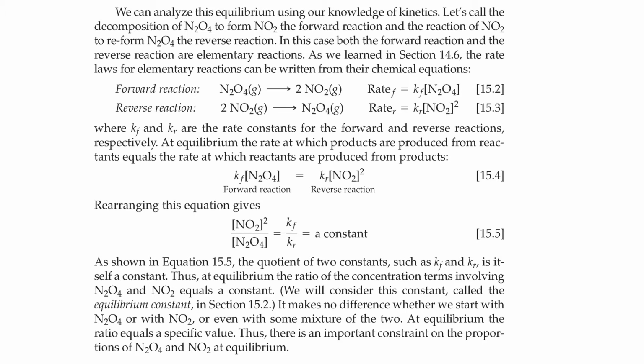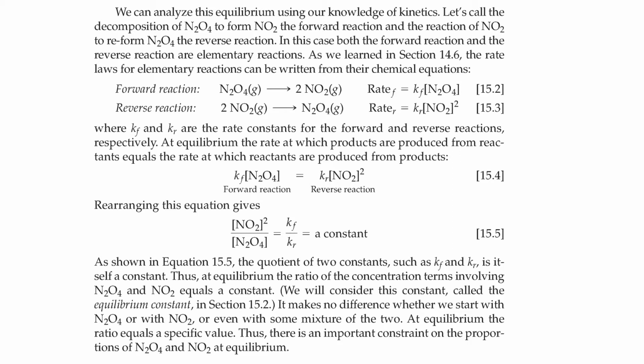We can analyze this equilibrium using our knowledge of kinetics. Let's call the decomposition of dinitrogen tetroxide to form nitrogen dioxide the forward reaction, and the reaction of nitrogen dioxide to reform dinitrogen tetroxide the reverse reaction. In this case, both the forward reaction and the reverse reaction are elementary reactions. As we learned in section 14.6, the rate laws for elementary reactions can be written from their chemical equations.